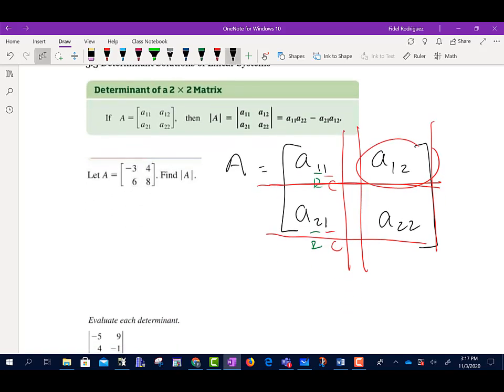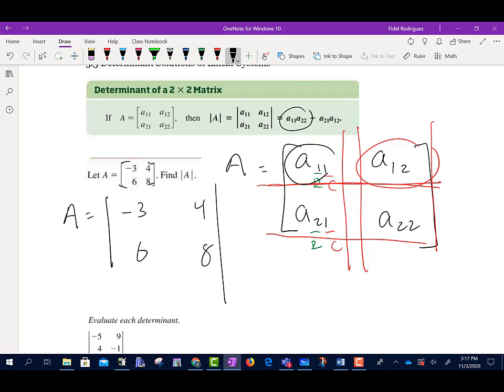So I'm going to show you how we find the determinant of a matrix. When we write the determinant, as opposed to brackets, we just have straight lines. So -3 and 6 and 4 and 8. Notice what we're multiplying. We take A11, this one here, times A22. So we're going to multiply -3 times 8.